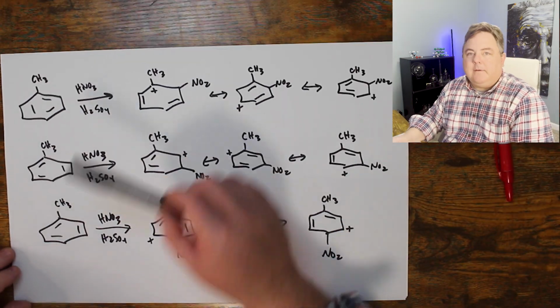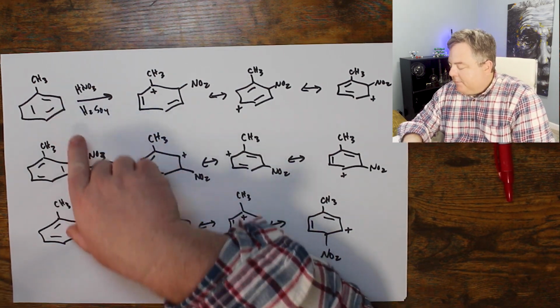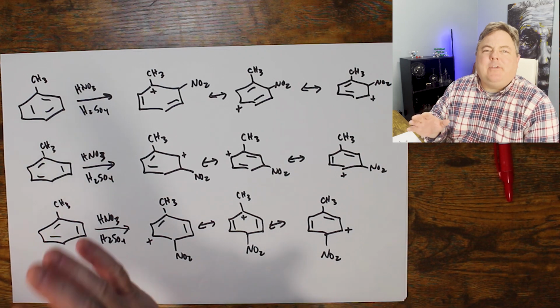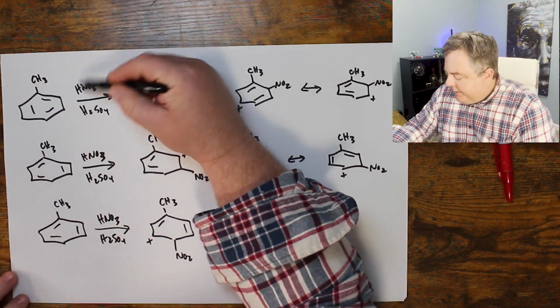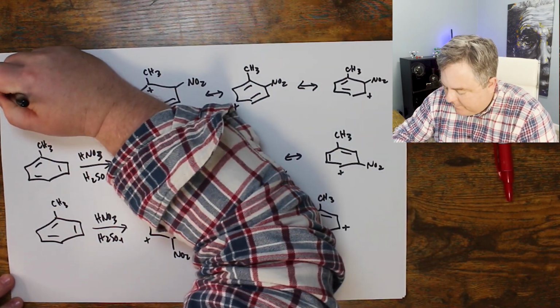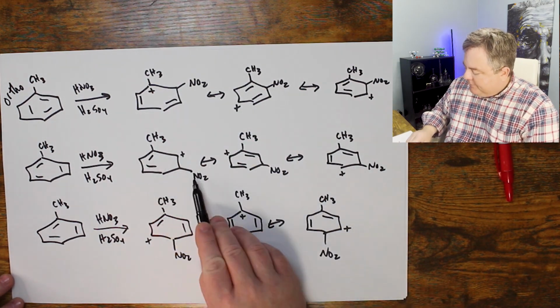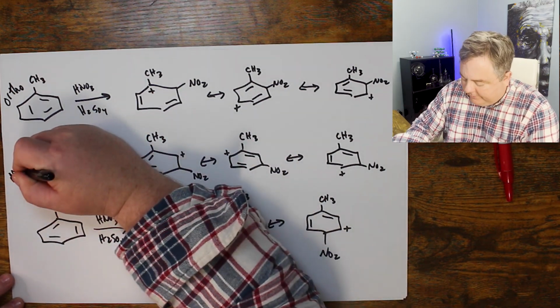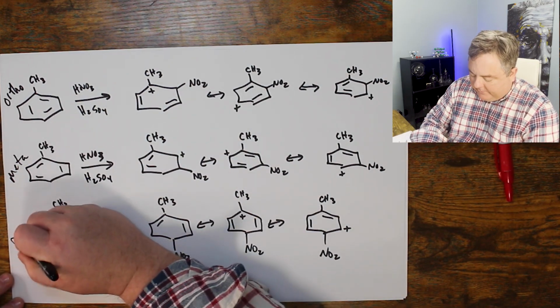But why? So let's take a look at the mechanism for when the nitro group comes on the toluene, and that'll help us understand a little bit more about why it's ortho-para directing. So let's say this nitro group comes on ortho. If it comes on ortho, it comes on here. If it comes on meta to it, that's this line. And if it comes on para to it, that's this line.